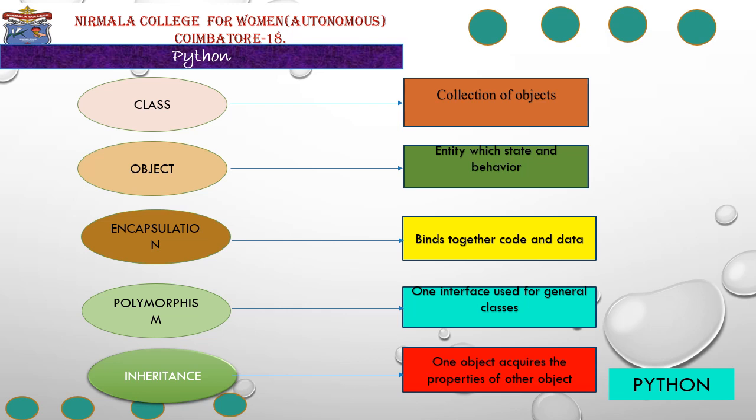Single inheritance enables a derived class to inherit characteristics from a single parent class. Multi-level inheritance enables a derived class to inherit properties from an immediate parent class, which in turn inherits properties from its parent class. Hierarchical inheritance enables more than one derived class to inherit properties from a parent class. The last is multiple inheritance, which enables one derived class to inherit properties from one or more base classes.